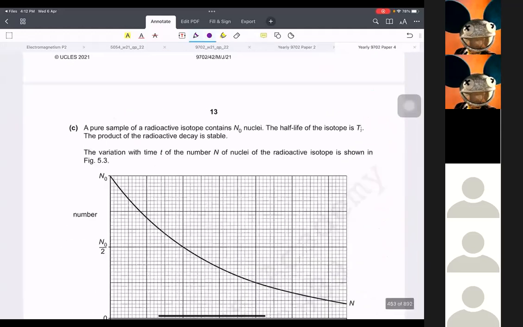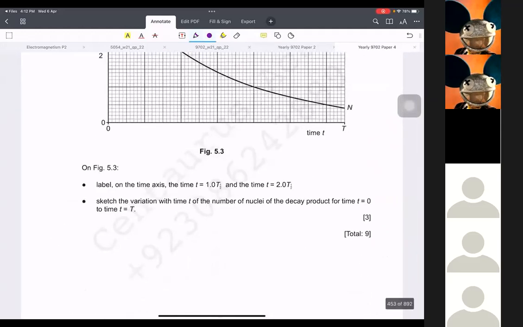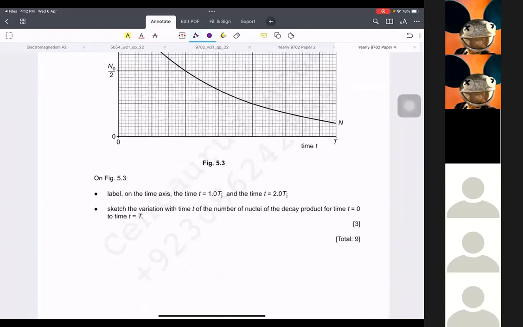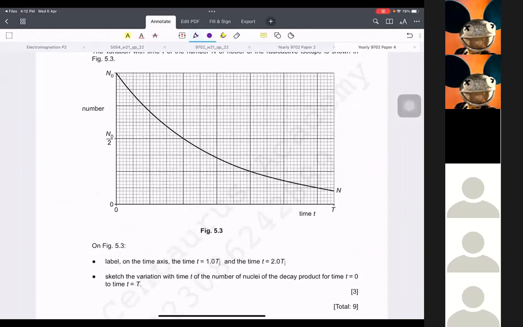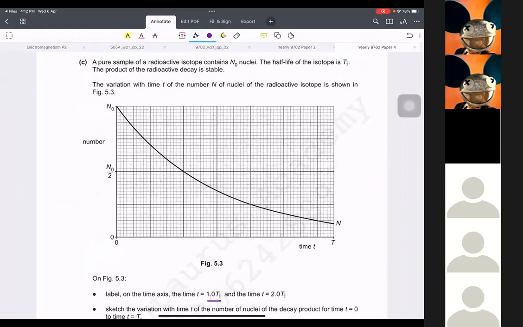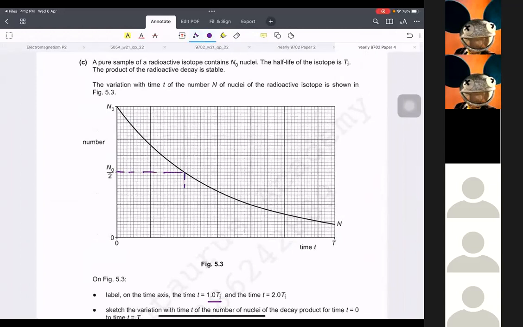Okay, so next is this. Sorry, I put the graph in one go. Label on the time axis t by 3. Label the time axis 1 t half. What is t half? Time of half life. So this comes here, you go here, then go here. This is 1.0 times half, then the quarter will come, I believe. We go here, and this will be 2.0 times half.